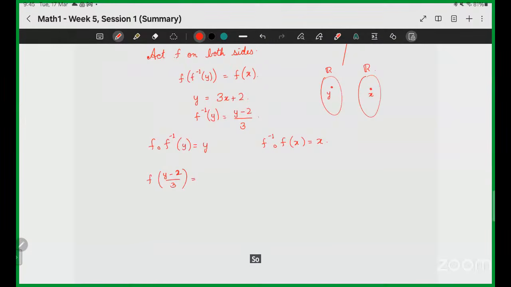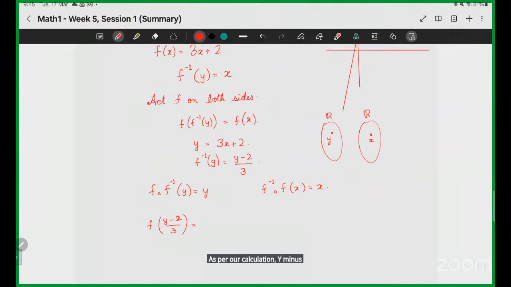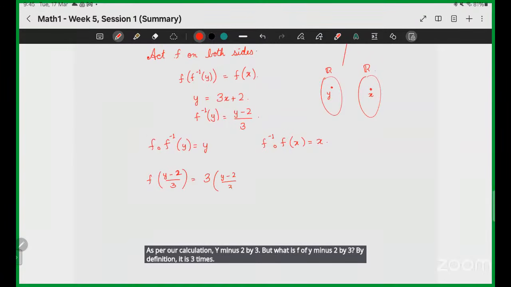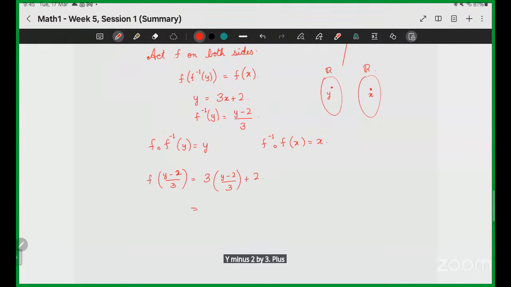Just by definition, f of f inverse of y would become f of, as per our calculation, y minus 2 by 3. But what is f of y minus 2 by 3? By definition, it is 3 times y minus 2 by 3 plus 2. And what do you get if you simplify this? It's not that hard. What's the answer? Sir, it's just y.